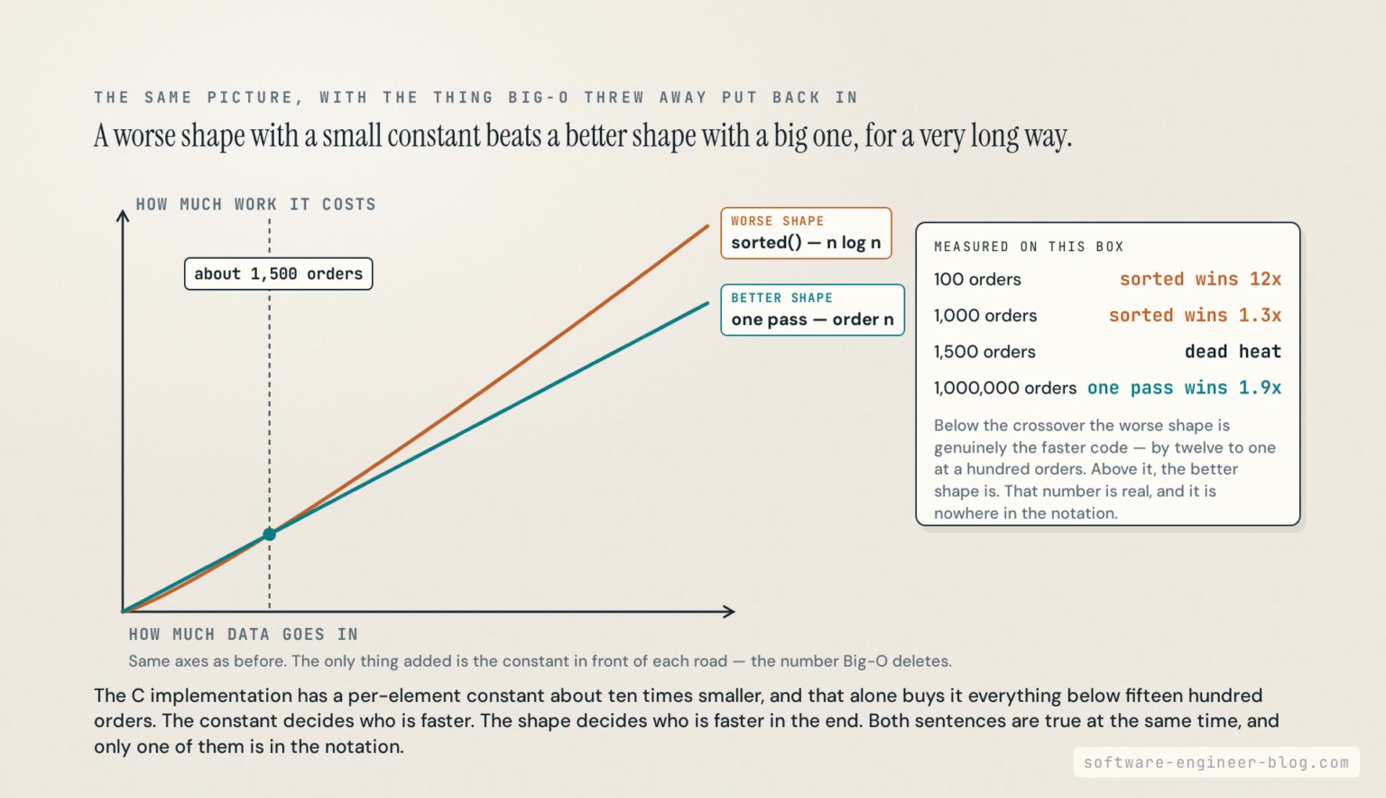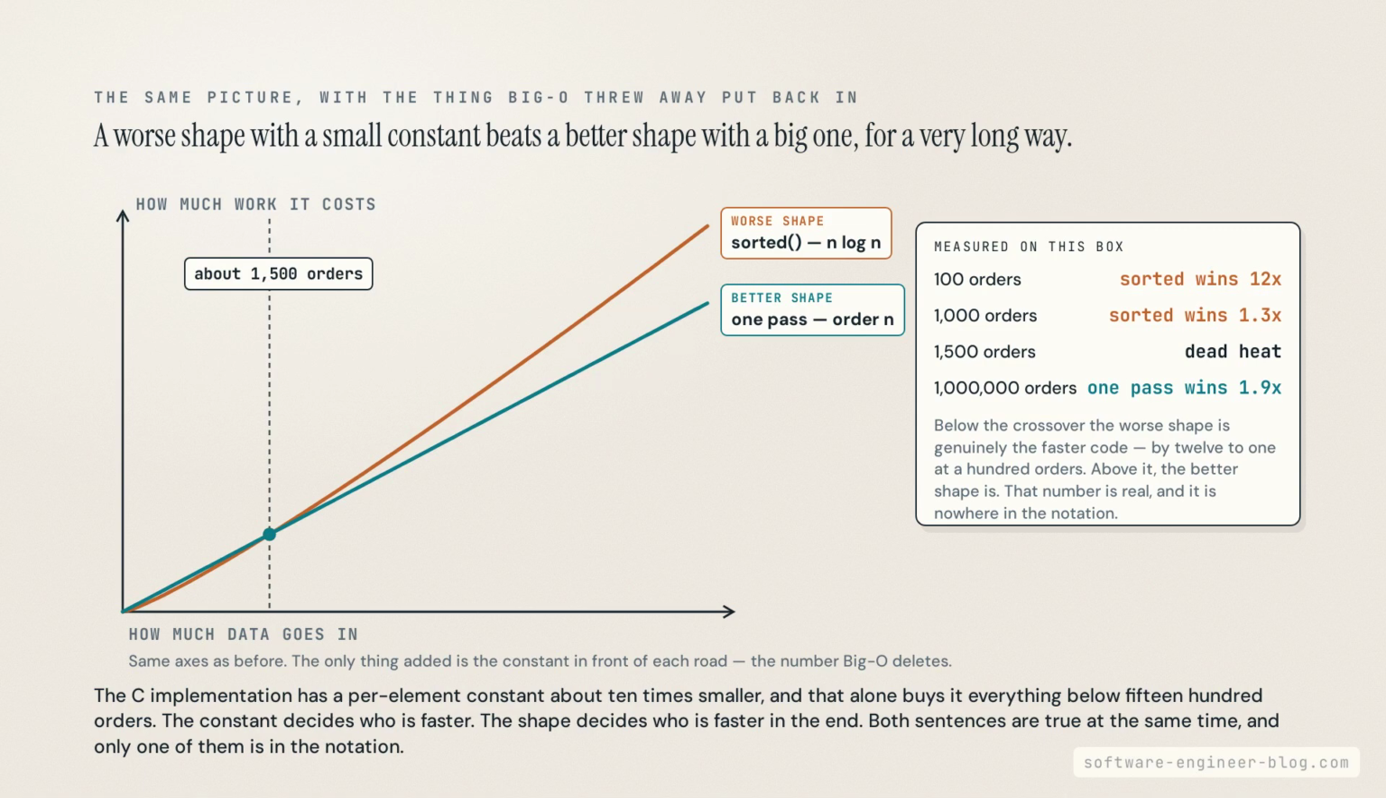constant. I expected the built-in to win everywhere. Python's sorted function is written in C. The other version is a handwritten single pass in plain Python. Better shape, much worse constant. At 100 orders, the built-in is 12 times faster than the version with the better shape. 12 times. At 1,000 orders, it is only 1.3 times faster.